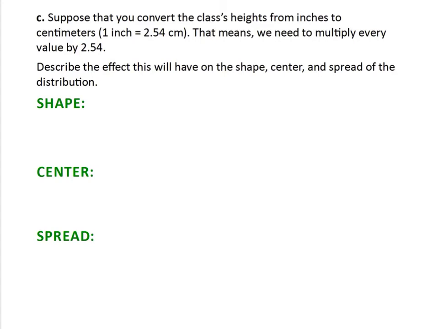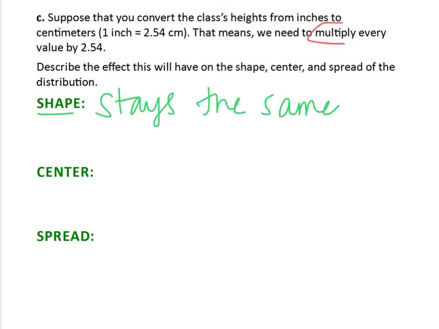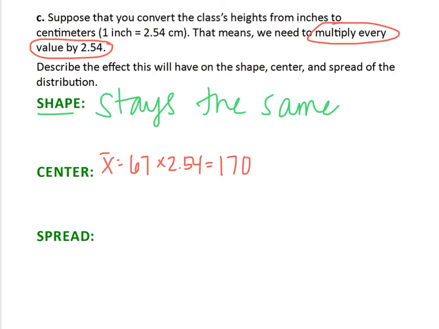It's going to stay unimodal and skewed to the right. So practically, the shape stays the same. But the center gets multiplied by whatever the multiple was. It says multiply every value by 2.54. So my mean, which was 67, now gets multiplied by 2.54, and that gives me a new mean of 170.18 centimeters.